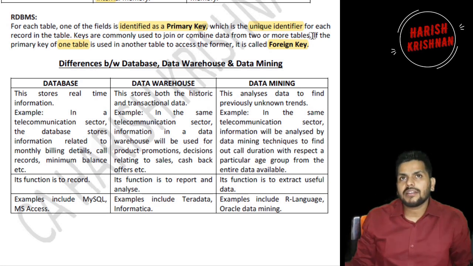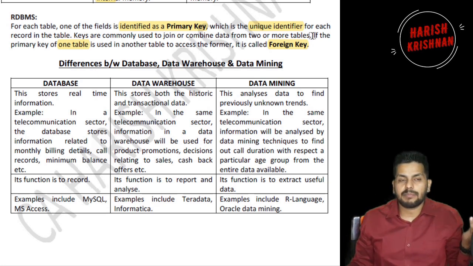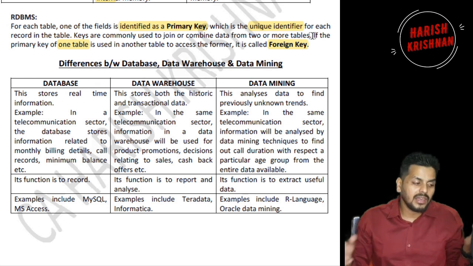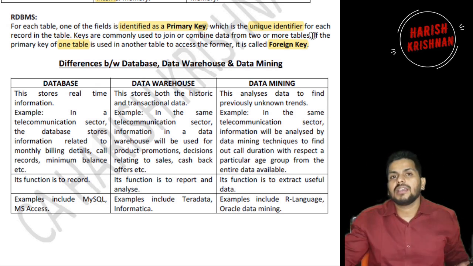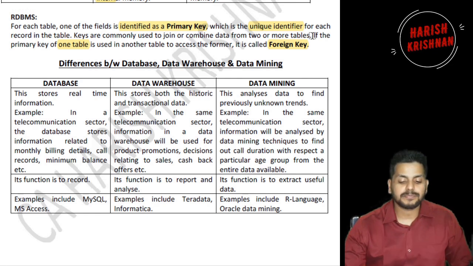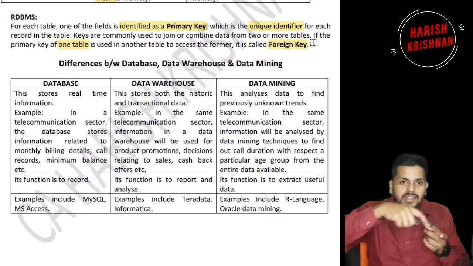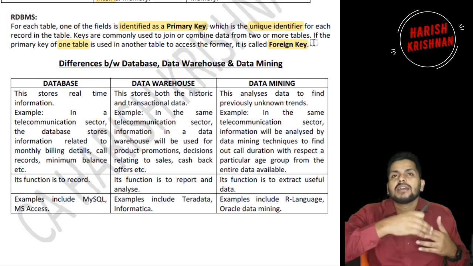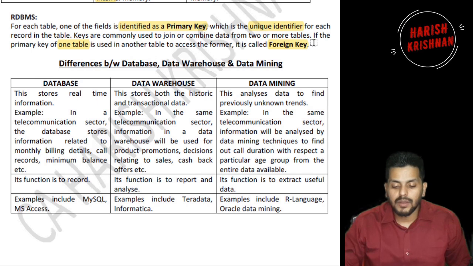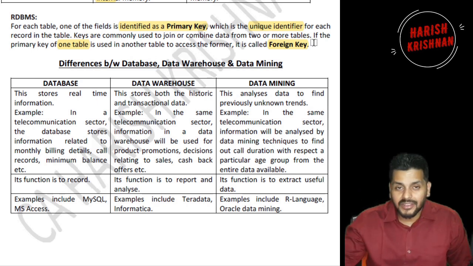So what they're trying to tell you is that what is identified as a primary key in one table will be the foreign key when it is present in some other table. That's an extra point that you need to know: where it is a primary key for this table, the same one eventually turns out to be a foreign key in the other table.